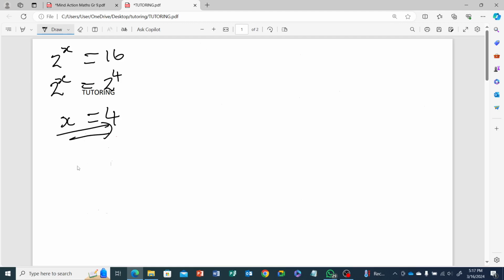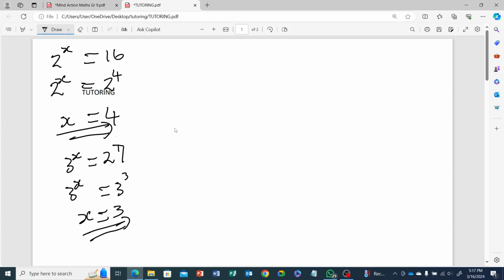Okay, now next question, we have 3 exponent x is equals to 27. So not 2 exponent 7, but 27 as a number. Sorry. Now, can you write 27 as a base of 3? Yeah, of course. So 3 exponent x is the same as 3 raised to the power of 3. So x will be equals to 3.